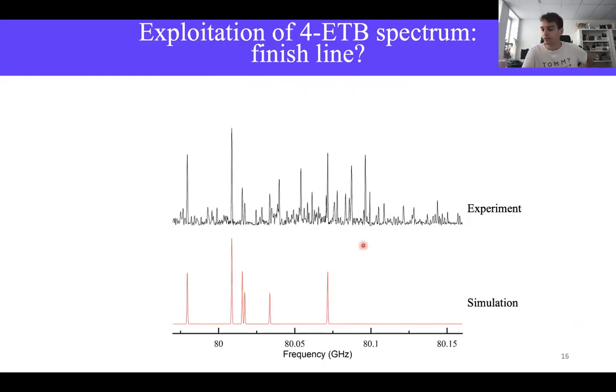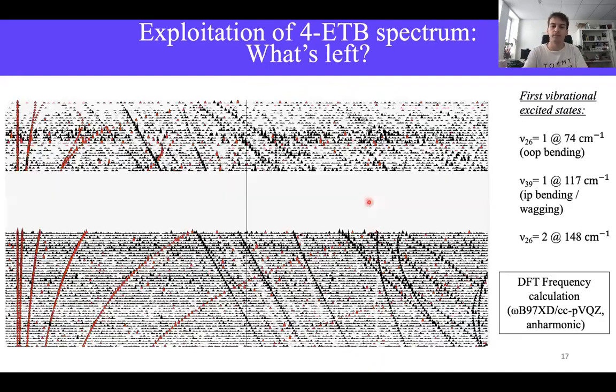And so we have a pretty good set of rotational constants that gives this simulation, and we compare it to the experiment. We see that we are missing quite a lot of information on the experimental spectra. And if you look at LLWP, we have a lot of lines not assigned and aligned. So that means the constants of the molecules that made these lines are pretty close to the rotational constants of the 4 ETB. So we thought it could be the first vibrational excited states.